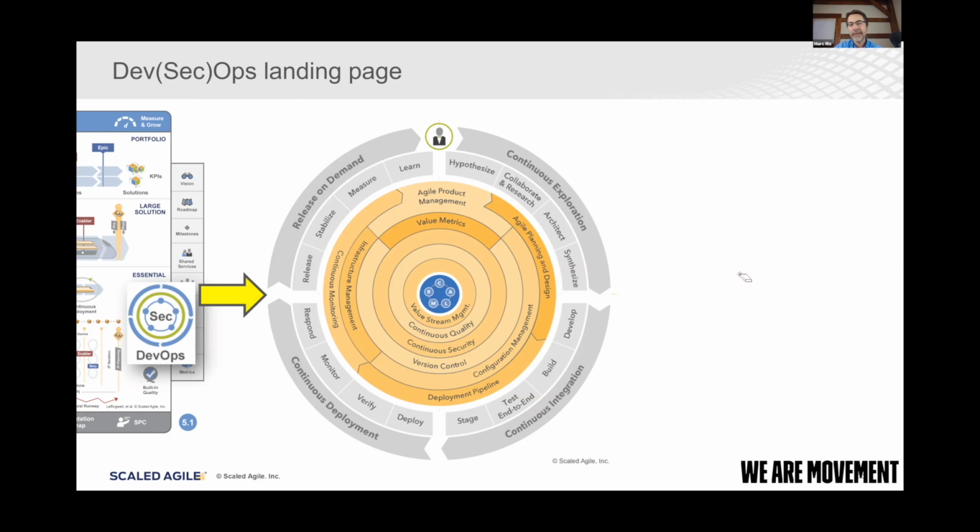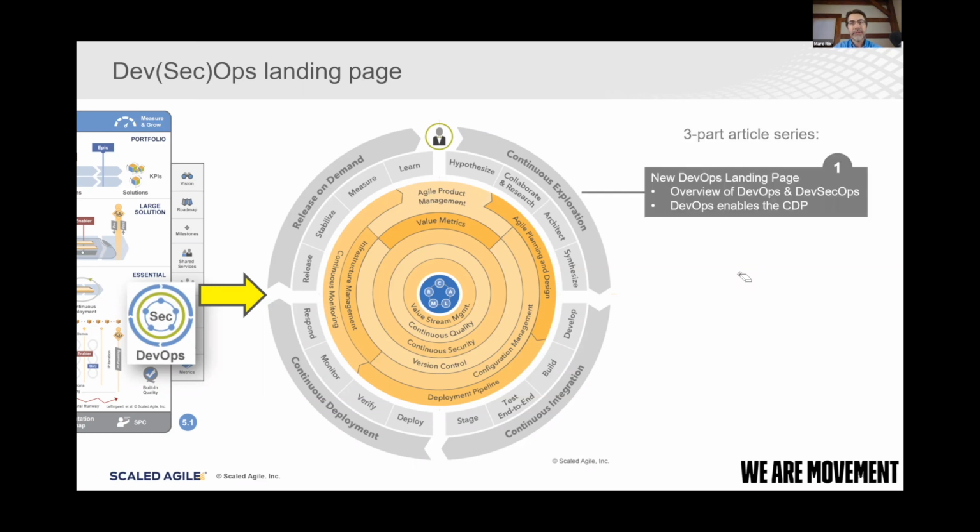And there's a lot in there. And I'll talk more about how that works in a second. But just know that that's representative of a new DevOps landing page that's clickable from the big picture that opens up a 3-article series. The first article is the landing page itself. This is where we get an overview of DevOps. We actually talk about DevSecOps as well.